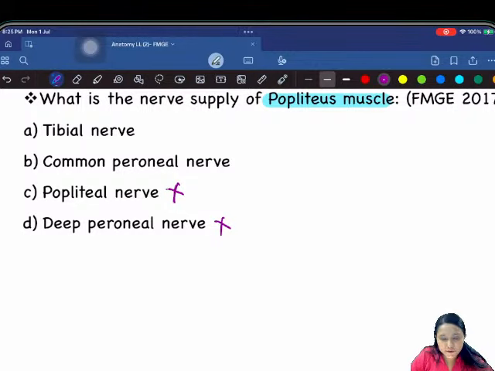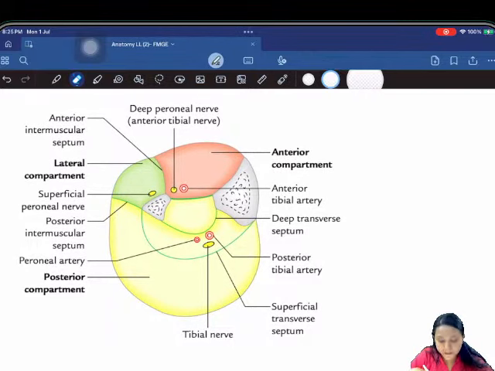To understand this, you have to understand the different compartments of the leg and the nerves supplying them. So let us first study the compartments, and then we will come back to this question again. Try to remember this diagram. This is very, very important. If you remember this diagram, you will solve the maximum number of questions. If you can remember this cross section, you don't need anything else, because it has all the nerve supply and blood supply. If you can remember this, it will be very easy for you.